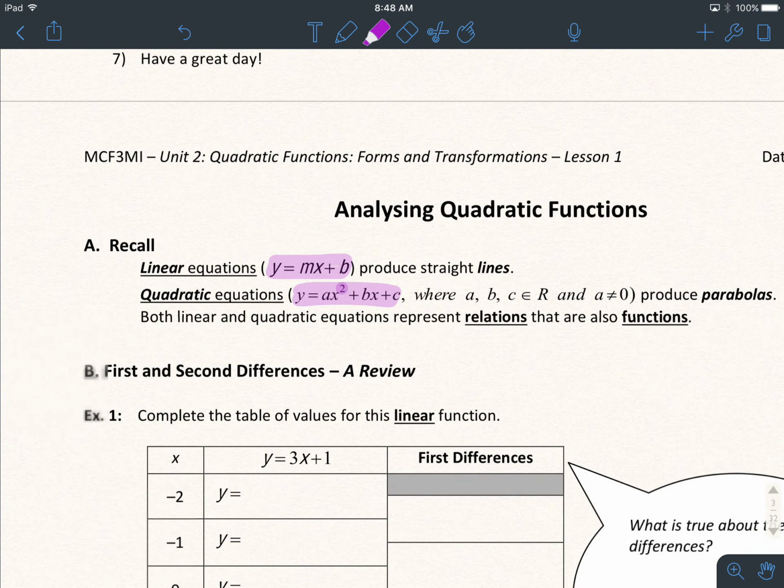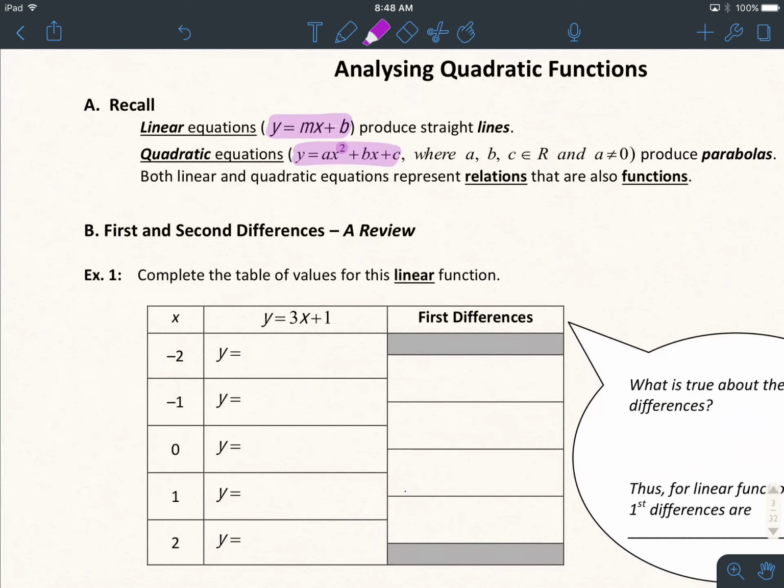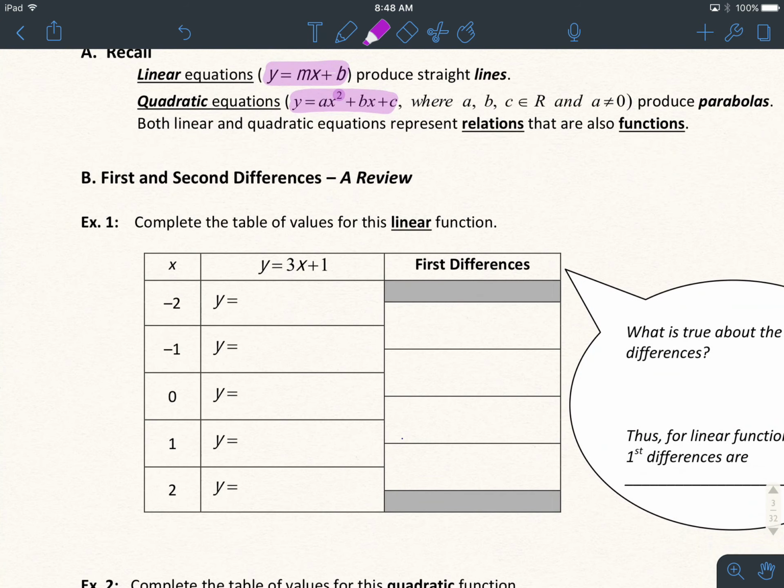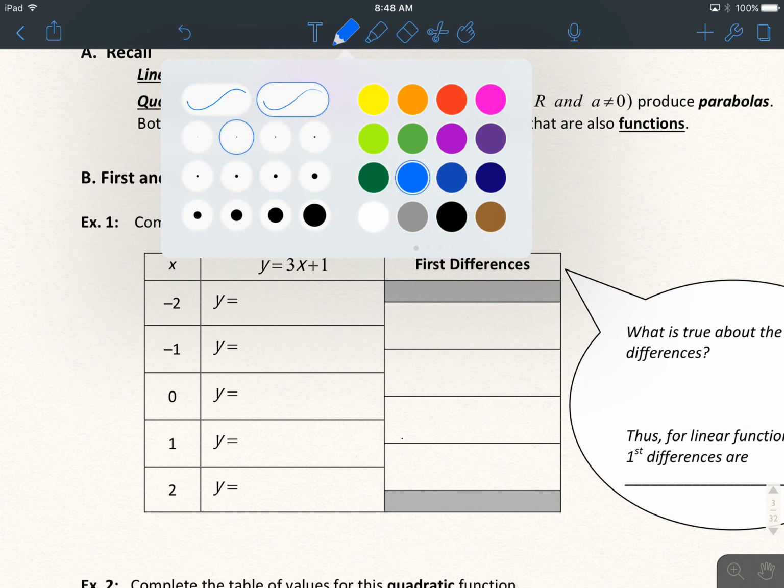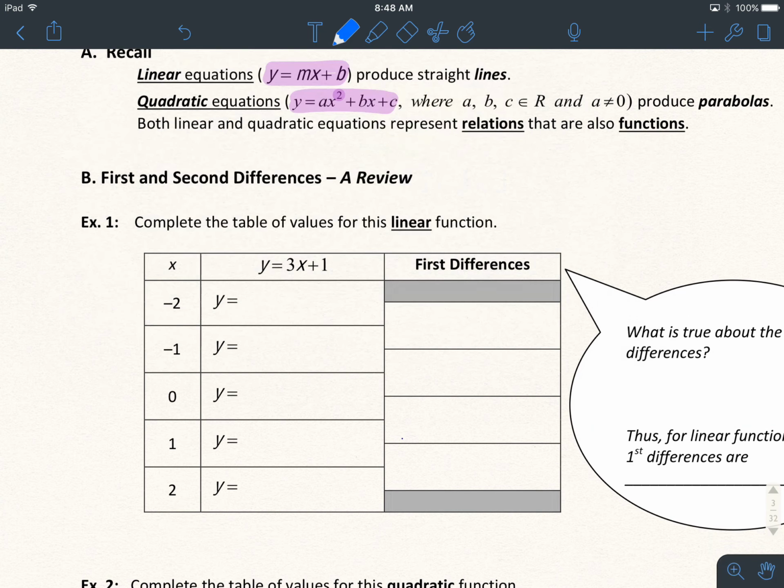So this introductory lesson has a few things going on, but one of the things we go over here is just a review of how to distinguish linear from quadratic functions. How do you tell them apart? So we're going to first look here at first and second differences. As you recall, first and second differences are what you calculate when you are looking at the output values for a function or relation. You look at the output values and then you compare their differences. And if they are constant, it tells you certain things about the function.